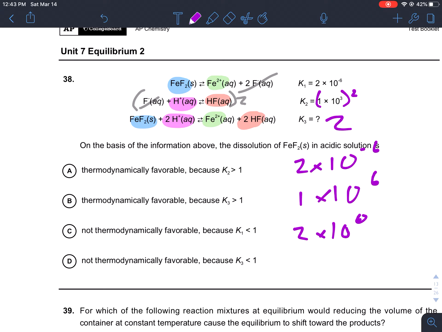Now, actually, that number doesn't matter. All you need to know is that your K3 is greater than 1. If your K3 is greater than 1, it is thermodynamically favorable, because to be thermodynamically favorable means you want to produce products. It means the reaction goes forward. So yes, this reaction goes forward because if your K is greater than 1, like it is here, then it means we produce more products than reactants. So the correct answer is B. That actually gets into spontaneity, delta G, but we'll explain that a little bit later.